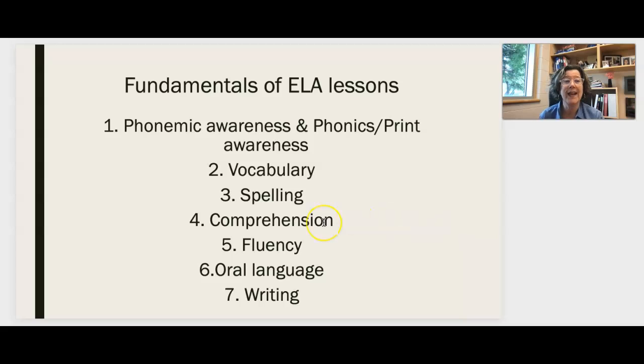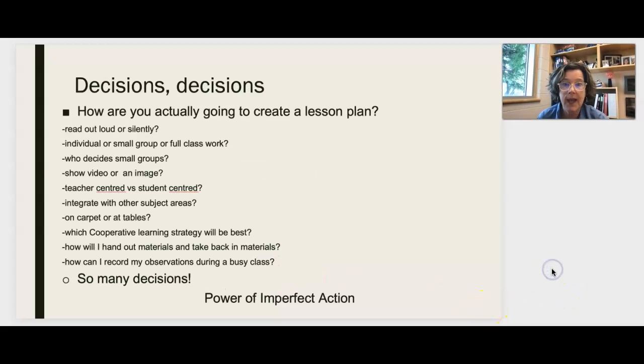Okay, so again, this is what is color-coded on the lesson plan that I want you to be thinking about adding in. So phonemic awareness and phonics, print awareness, vocab, spelling, comprehension, fluency, oral language, and writing. Again, I'm serious. If you can't remember what these are, go back to your 371 ePortfolio link and have a look at it, because I know that these are on there.